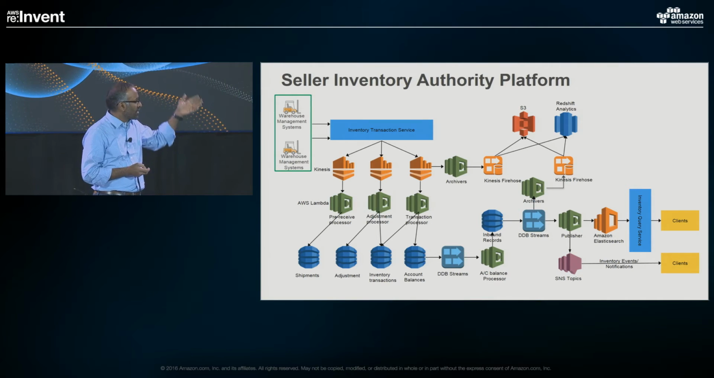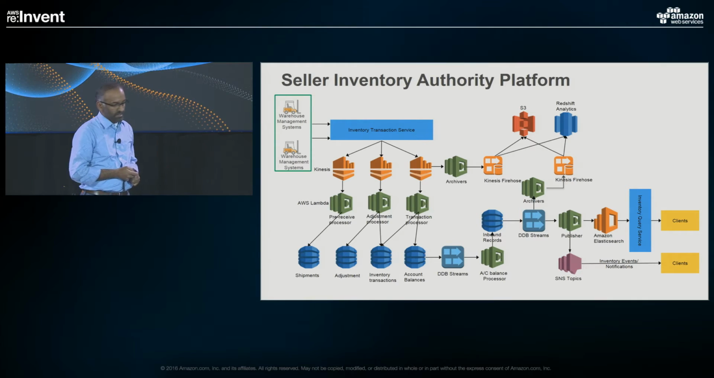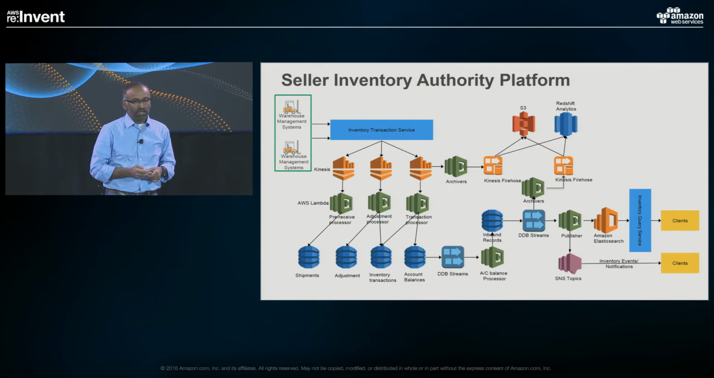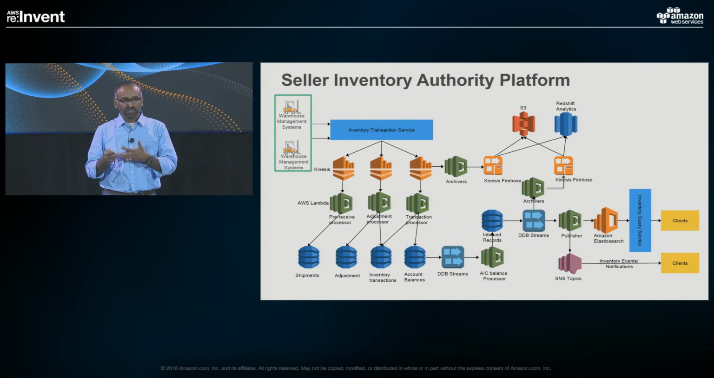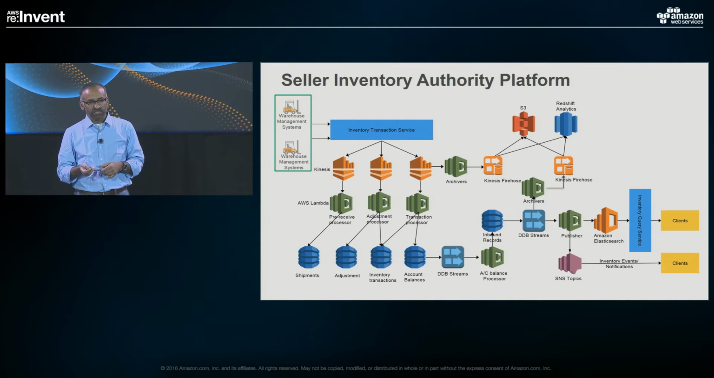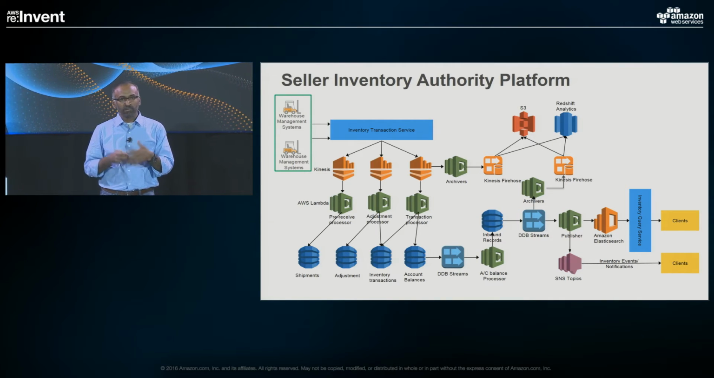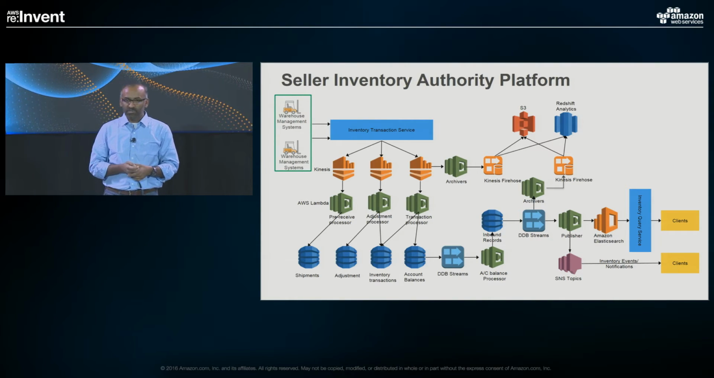So if you look at it, we have warehouse management systems emitting different events into our transaction service. These messages get queued up in the Kinesis streams, and we have Lambda processes that take each event coming in the Kinesis stream, process it, and store it in our DynamoDB stores.